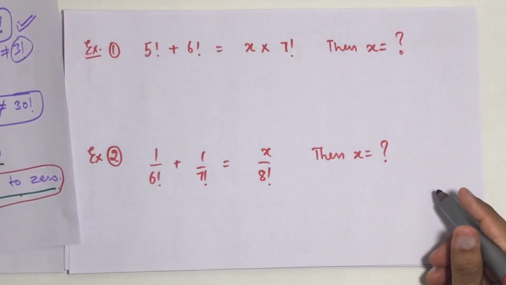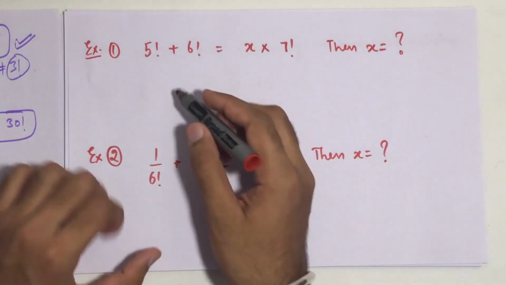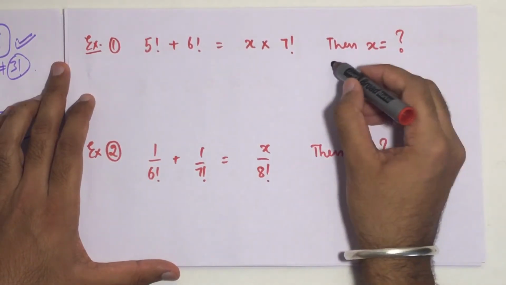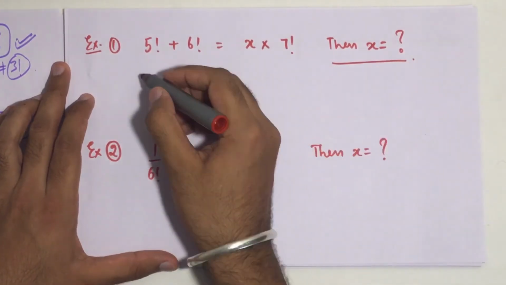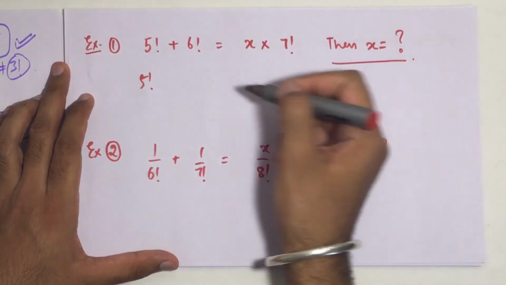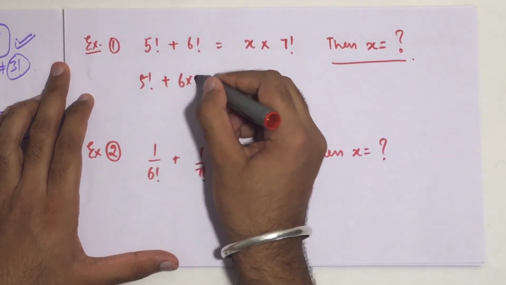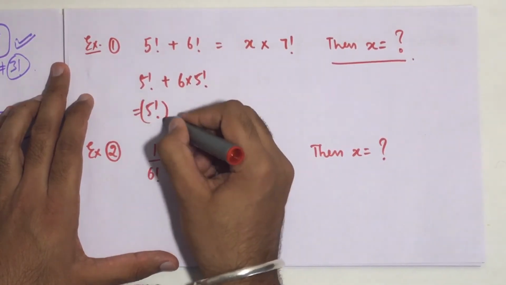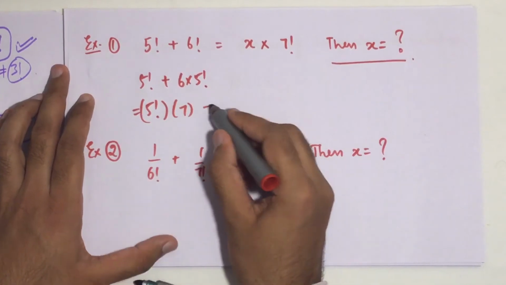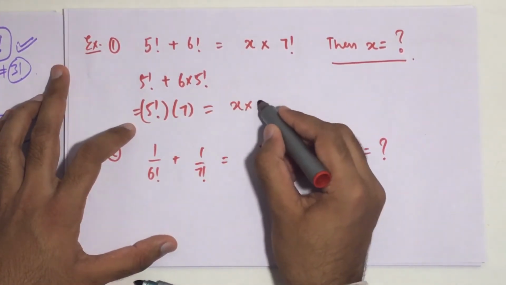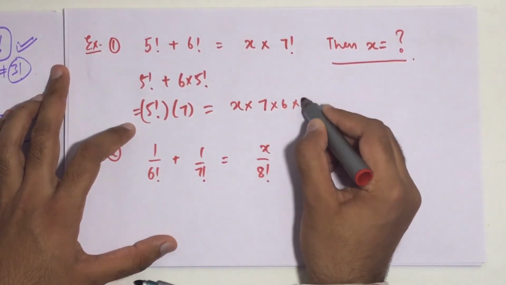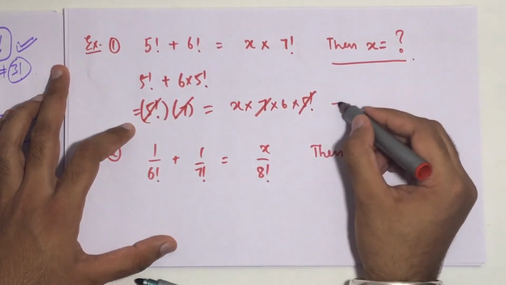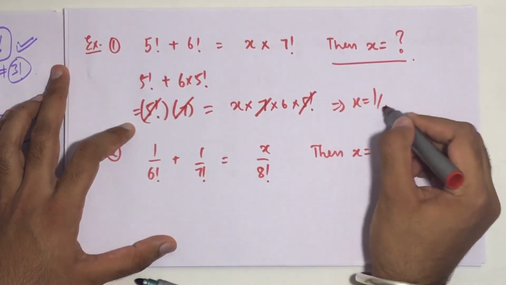Next thing that we discussed is some of the questions. For example, 5 factorial plus 6 factorial is equal to x into 7 factorial, then what is the value of x? Students, it can be written as 5 factorial plus 6 into 5 factorial, and that is equal to 5 factorial common आ गया and multiplied by 7. And on the right hand side it is equal to x into 7 into 6 into 5 factorial. So 5 factorial से 5 factorial cancel हो गया, 7 से 7 cancel हो गया, and this implies that x equal to 1 by 6.